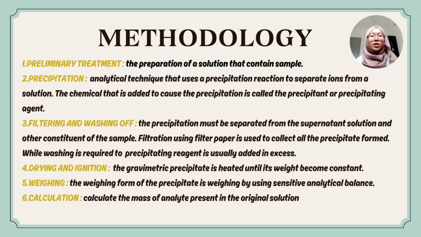Okay. So next is filtering and washing. The precipitate must be separated from the supernatant solution and other constituents of the sample. Filtration using filter paper is used to collect all the precipitate formed, while washing is required too because the precipitating reagent is usually added in excess. Next is drying and ignition. The gravimetric precipitate is heated until its weight becomes constant.